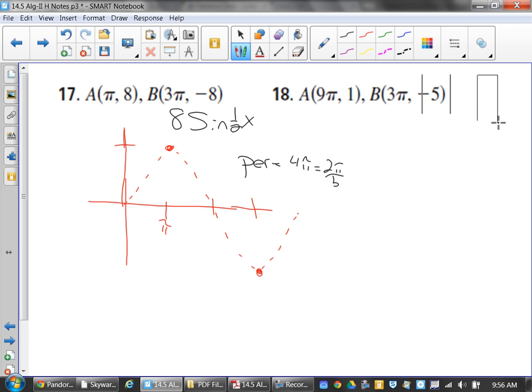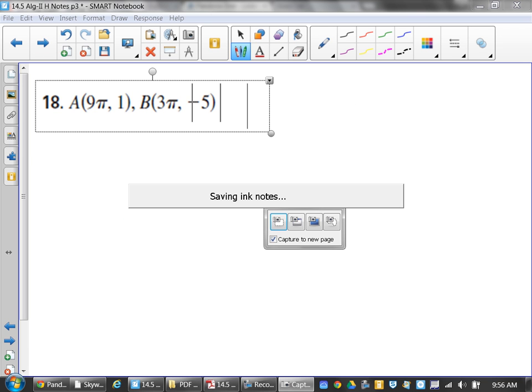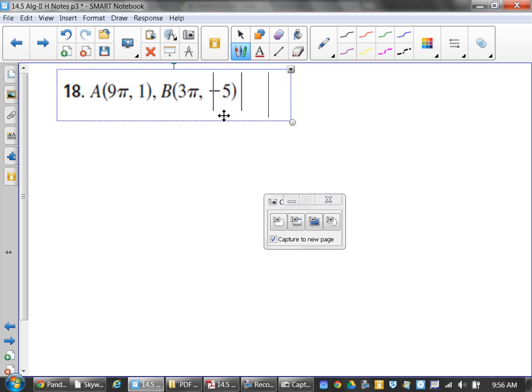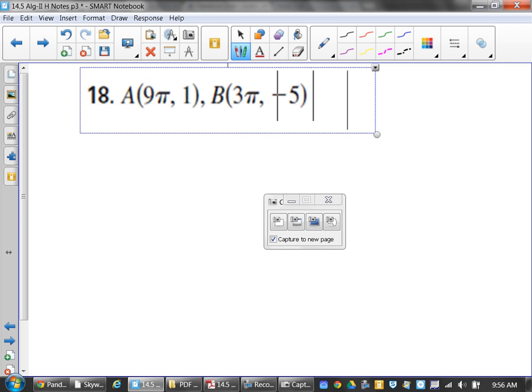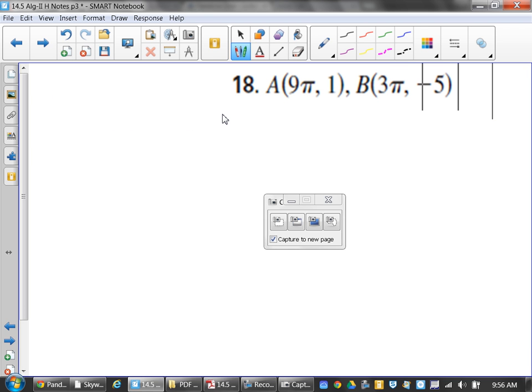I know this has to have a shift to it because the 1 and the -5 don't have the same absolute value. The easiest way to figure out your k value is to take the average. Well, -5 plus 1 over 2 is -2. So there's a vertical shift down of -2. We know that'll be put into the problem.